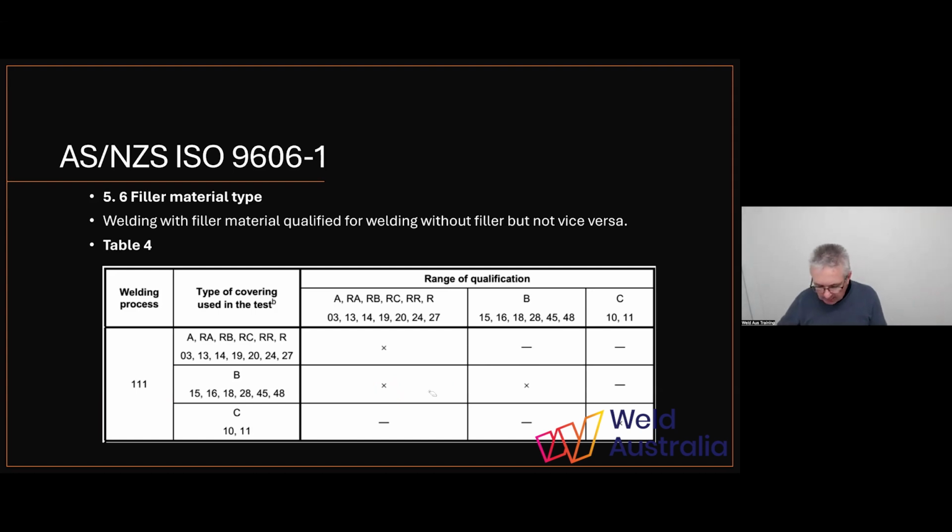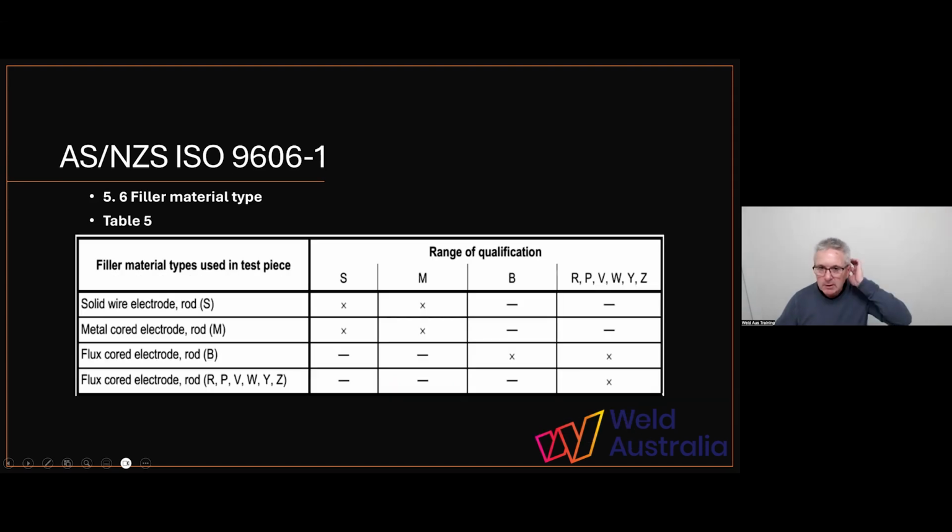When we start going to solid wires and flux core wires, for instance, let's say we've used a solid wire. What else are we qualified to use? So when we start looking at solid wire, we've done it with solid wire. M means we're covered for metal core, flux core wire.